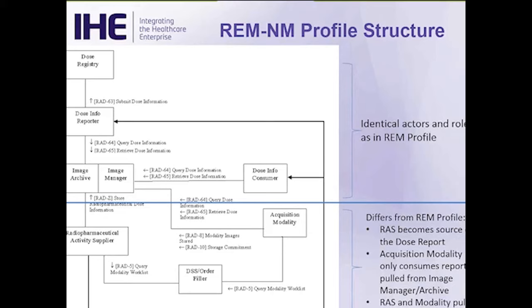So it goes off to the archive and pulls up the reports that were just transmitted from the RAS to get the dose information that it needs for the imaging procedure that is going on. We've added one more actor here, and that is what we commonly call the HIS-RIS system or the DSS order filler. Both the acquisition modality and the radiopharmaceutical activity supplier go there to get information about the patients being processed. So we get the study information, the patient name, and that sort of information so that they are common to the images created on the acquisition modality and what's in the dose report.